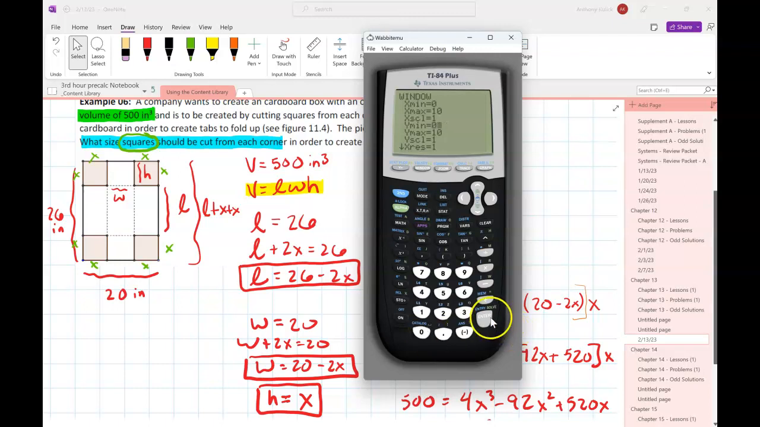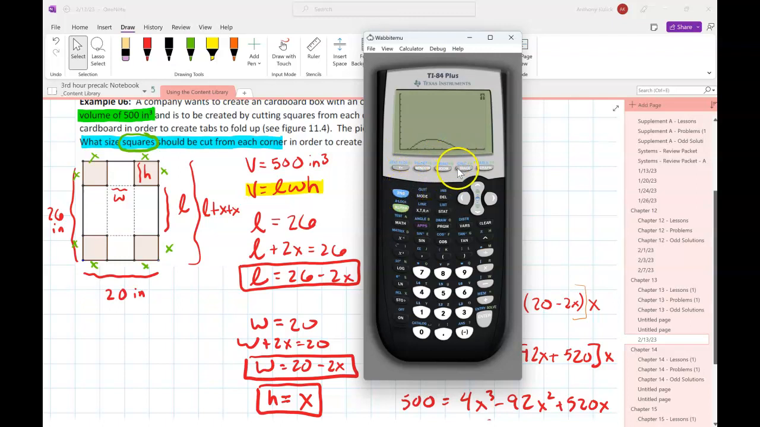Sure, 0 to 500 seems okay to me. It will probably be more than we need, but that's fine. I don't mind. Okay, there's my graph. What am I interested in? Those values right here, correct?